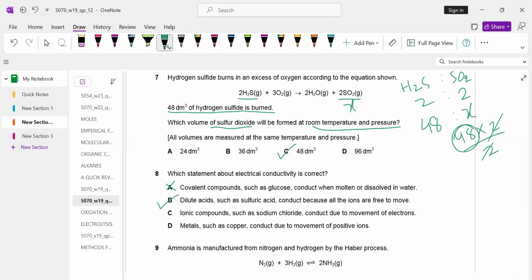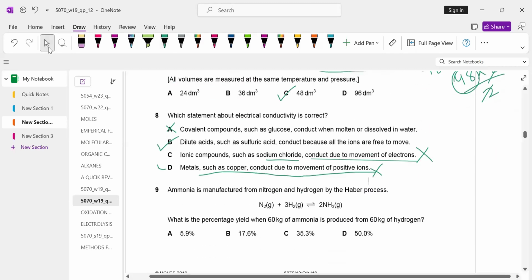So, let's read out the remaining 2 statements. Ionic compounds such as sodium chloride conduct due to the movement of electrons. No, it conducts electricity due to the movement of ions. Metals such as copper conduct due to movement of positive ions. No, this statement is also incorrect.